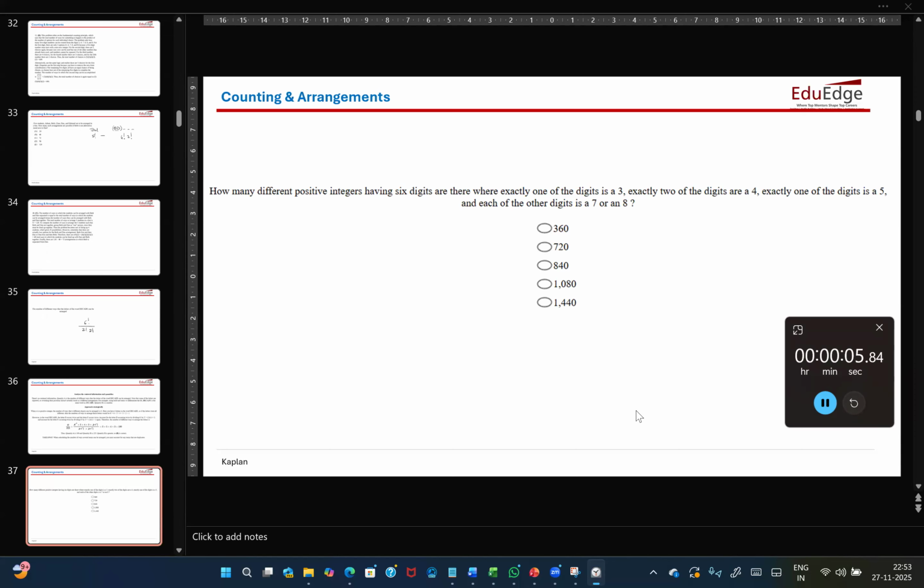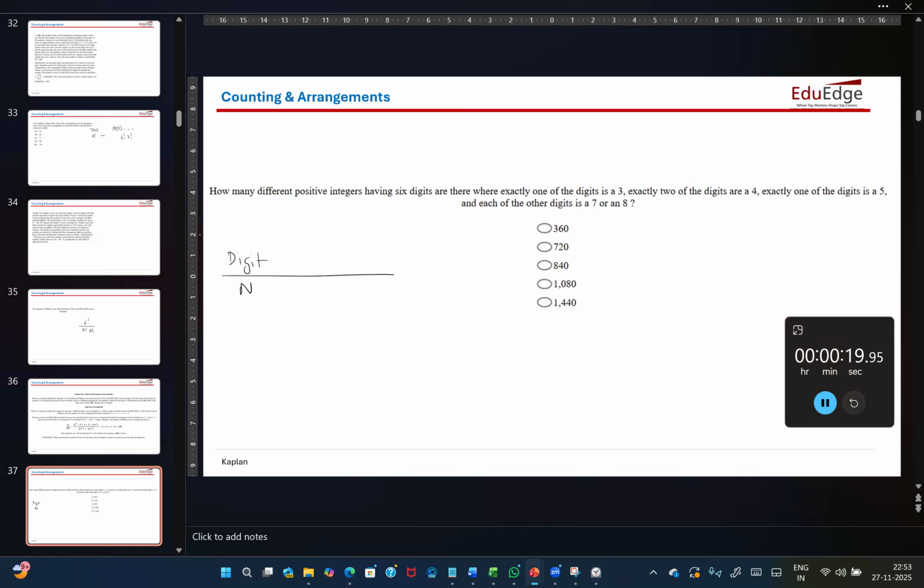Six digits, how many different 6-digit numbers are there? One of the digits is a 5, and each of the others is 7, 7, and 8, 8. So two digits left. 6 factorial upon 2 factorial and 2 factorial, and this into 2.